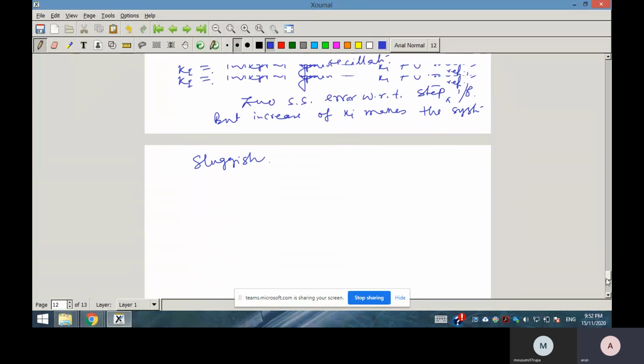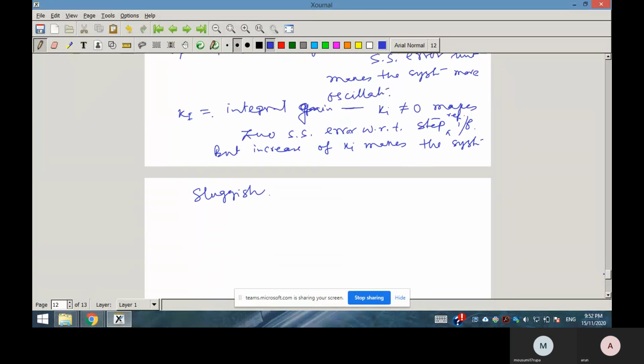That means that mode you have to control, that mode you have to shift. So that is the problem. I will just write it will make the system sluggish. This is the main implication: it makes the system sluggish because of the addition of a pole at s equal to 0. So this is the main reason.